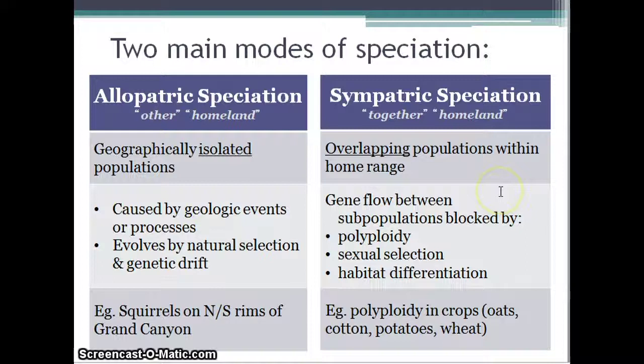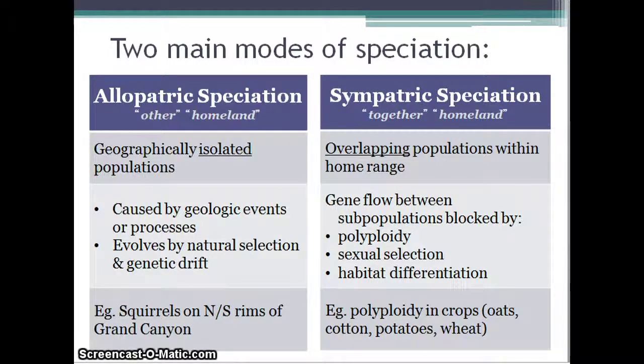And sympatric, they live together. Okay, so there's overlapping right here, overlapping populations within the home range. What happens is the gene flow between different populations is blocked by three different criteria right here. Polyploidy. I have to say it very slowly, otherwise I'm going to mess up. Another one is sexual selection, and the last one is habitat differentiation.